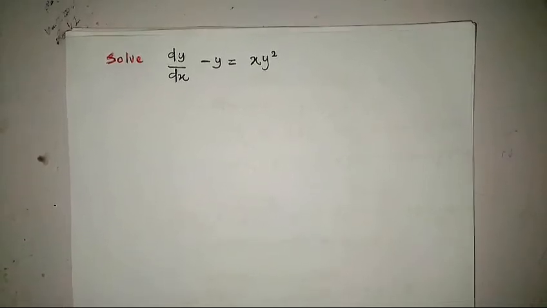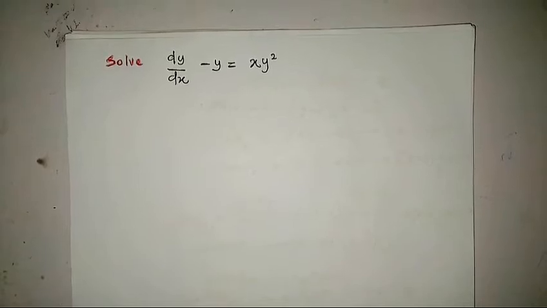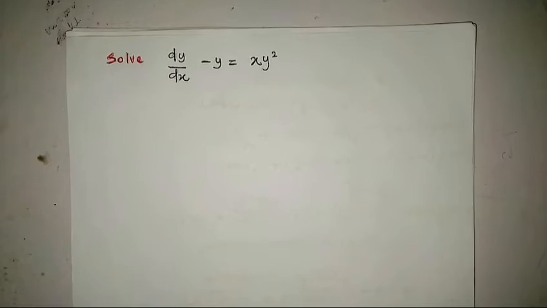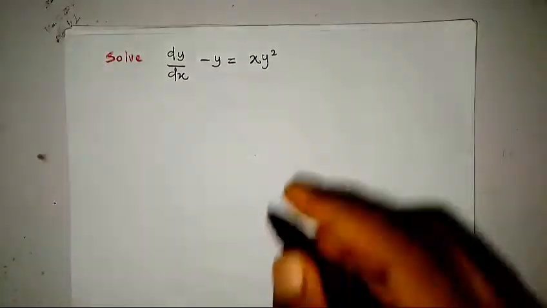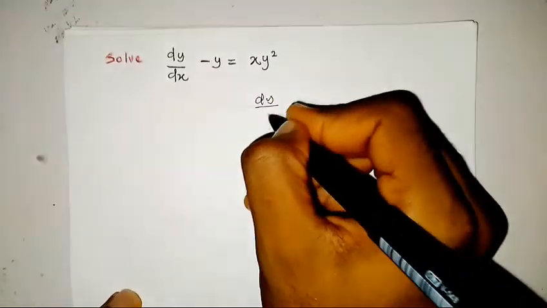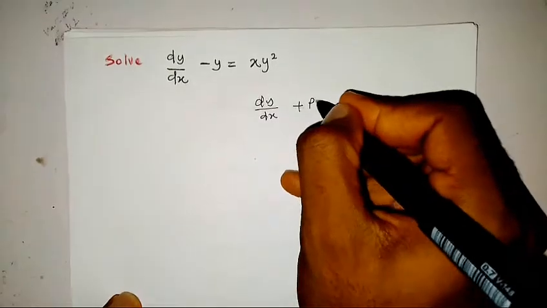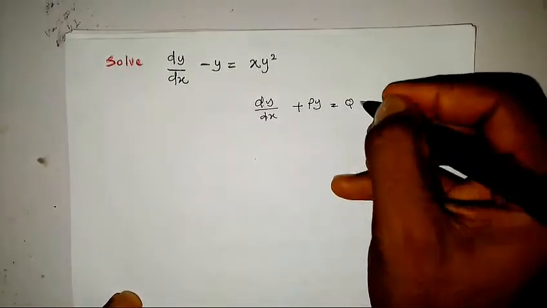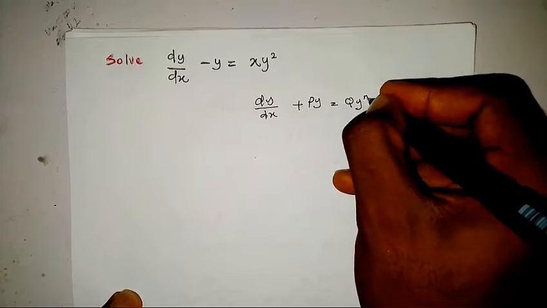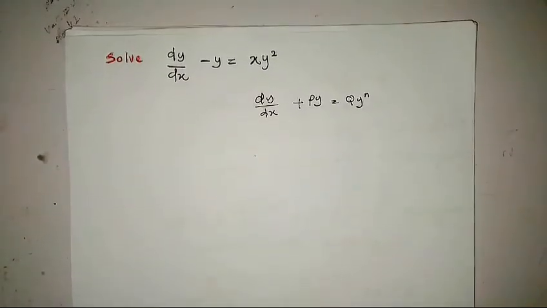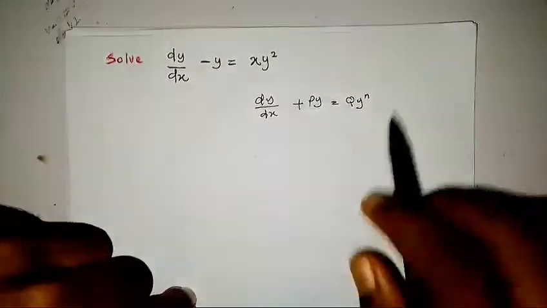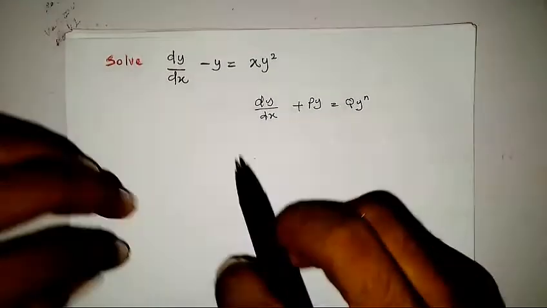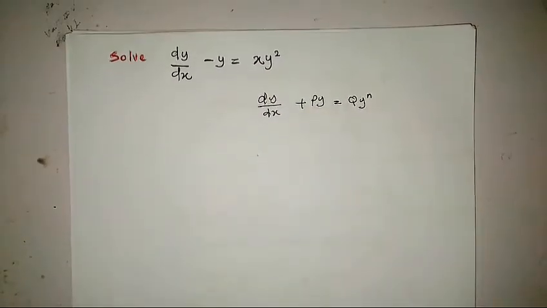Now, if you can remember or recall our previous videos on Bernoulli's equation, we said that Bernoulli's equation can be solved when a differential equation is in the form dy/dx plus py equals q times y raised to power n. Right? Now, if you look at this differential equation and the general form of Bernoulli's equation, we can see that they are actually in matching form.